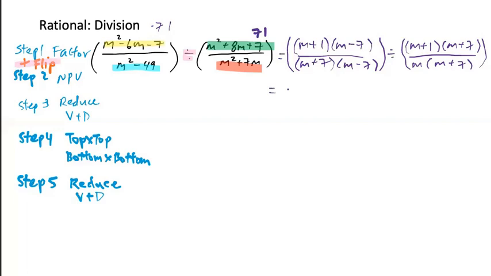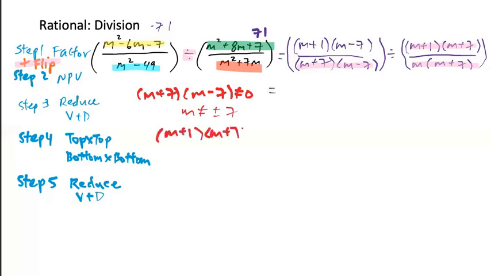Now we state out the NPVs. So division is slightly different in this component. We need to state out the NPVs for 3 different areas. So I highlight that with pink, these 3. So we go m plus 7, m minus 7 cannot equal to 0. So we have m cannot equal to plus and minus 7. And then m plus 1 and m plus 7 cannot equal to 0. M cannot equal to minus 1 and minus 7.